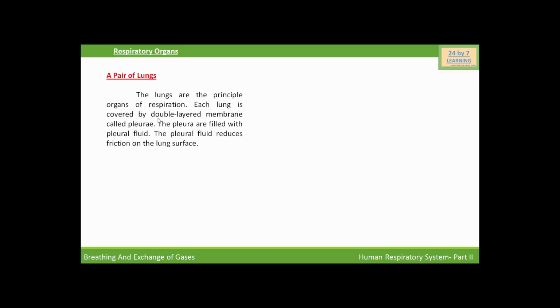Each lung is covered by a double-layered membrane called pleura, or we can also say pleural membrane. The pleura are filled with pleural fluid. The pleural fluid reduces friction on the lung surface.